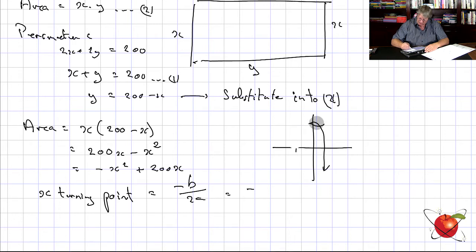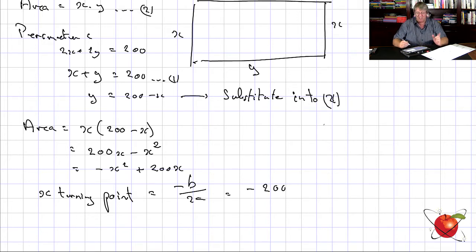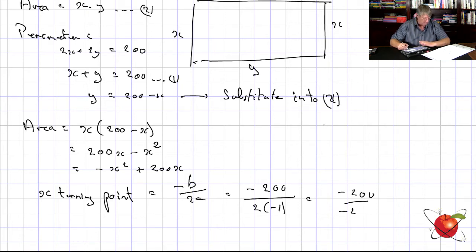Sorry, guys. Let me just redo this. Okay. This is a 100. See, I forgot the X out there. So minus b is minus 100. It's still a negative parabola, right? Minus 100 over 2a, which is 2 times minus 1, which is minus 100 over minus 2. All right?